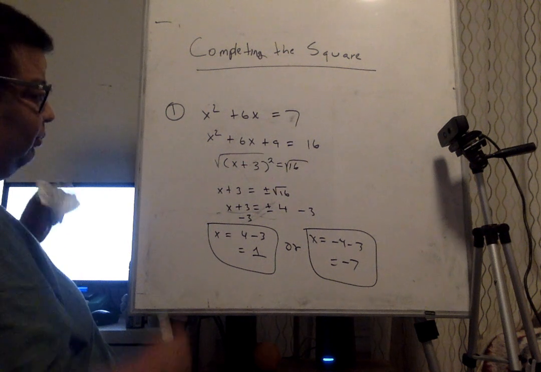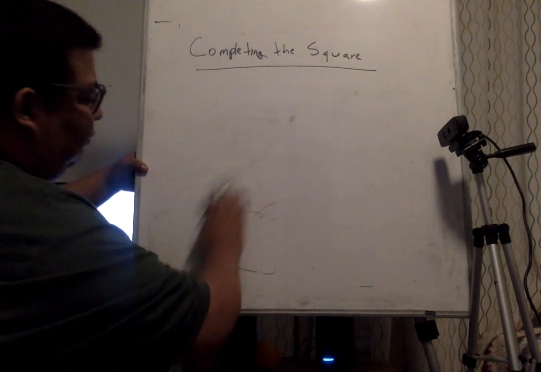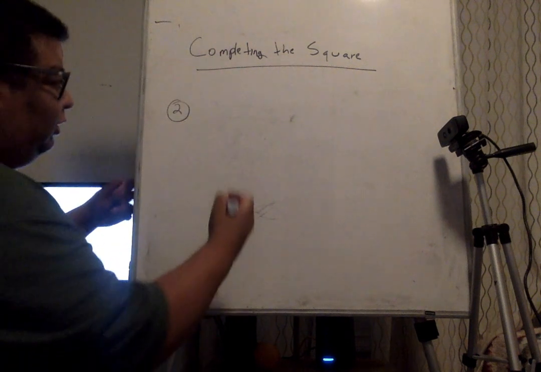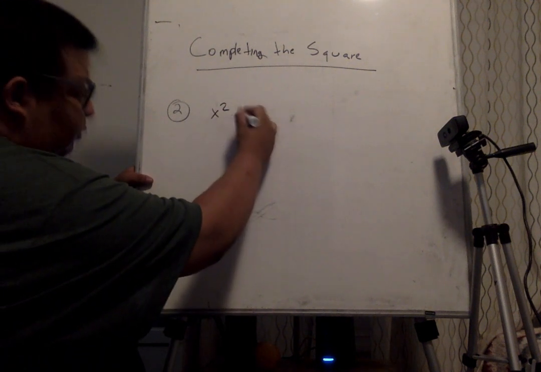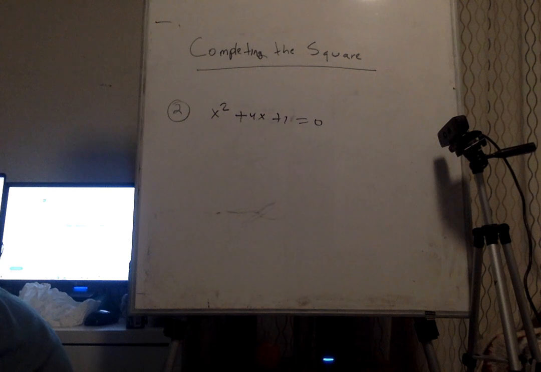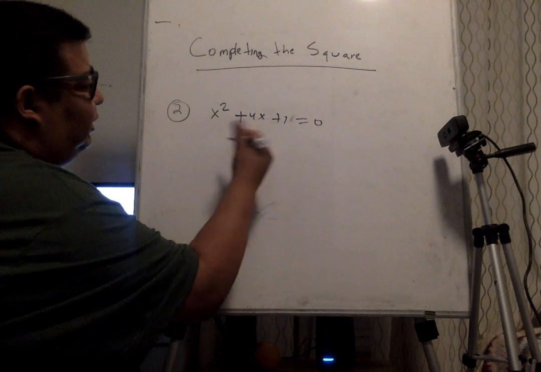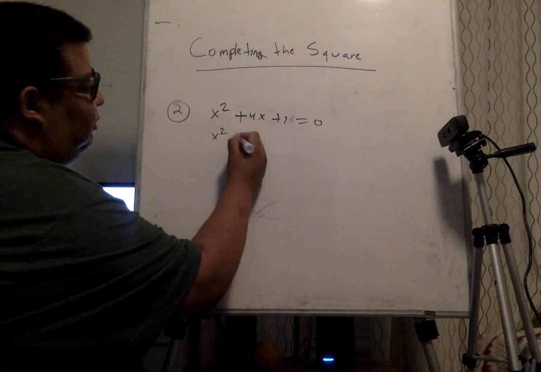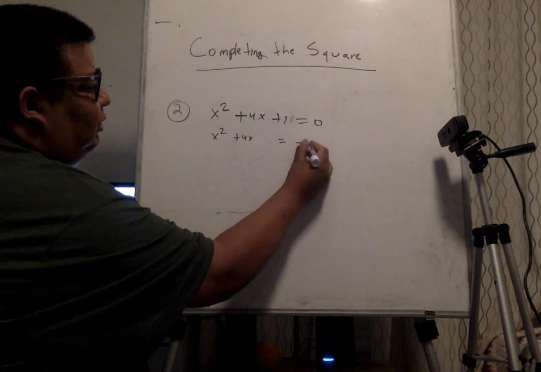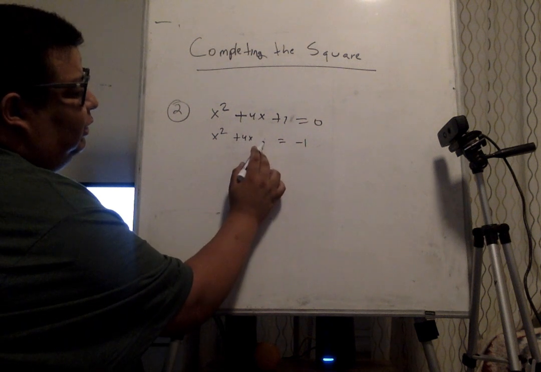Let's look at one more example. Your second example says x squared plus 4x plus 1 equals 0. So first things first, we notice that the 1 is on this side. We can leave it there, but I suggest you move it to the other side, because then we will not have to move it later on. So that plus 1, I'm going to move to the other side. That becomes negative 1.